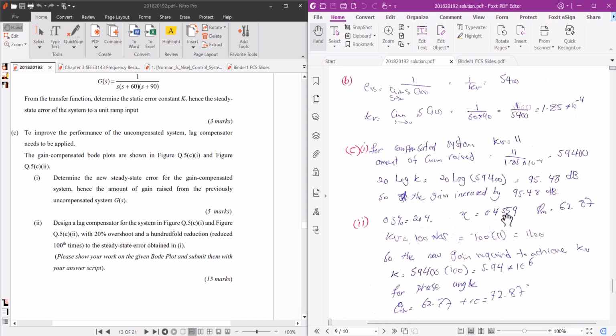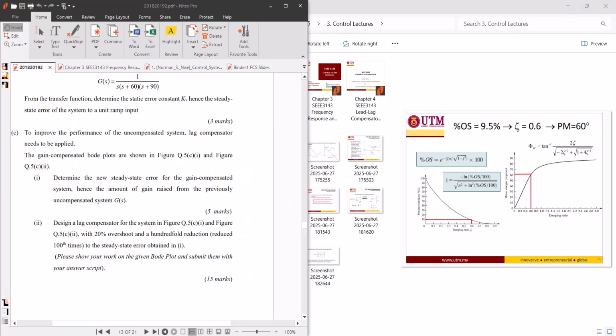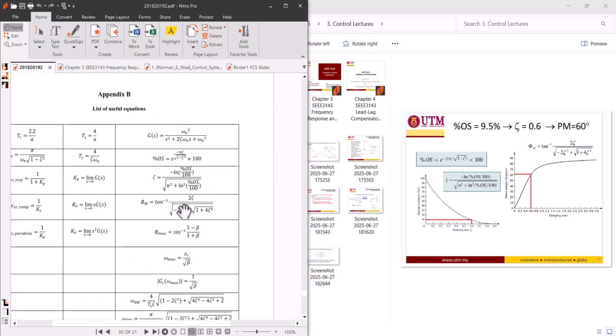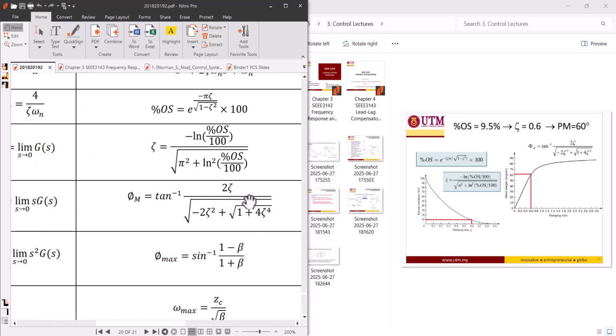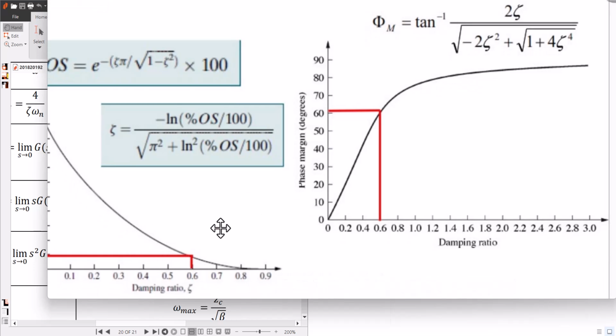And this is your phase margin. This one is the phase margin: phi m equals tan inverse of 2 zeta over the square root of minus 2 zeta squared plus the square root of 1 plus 4 zeta to the fourth. From percentage overshoot you get zeta, and from zeta you get phi m, and graphically you can calculate it from here, from 0.45. So from 0.45 you are here now, so you can get its phase margin. It's around 40 to 50, in between 40 to 50.